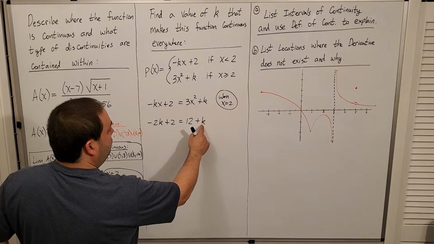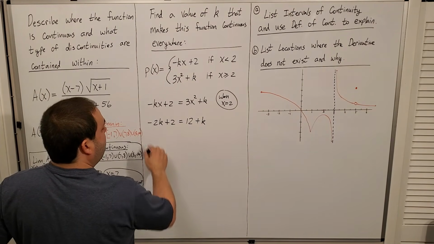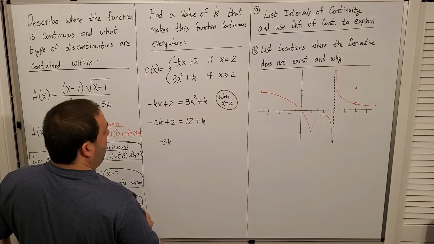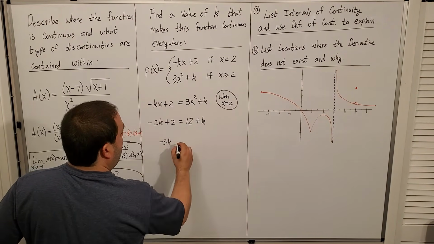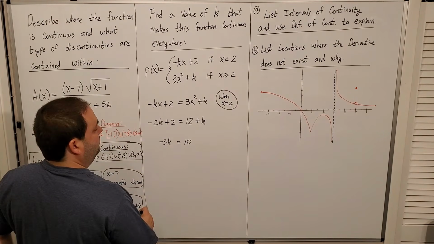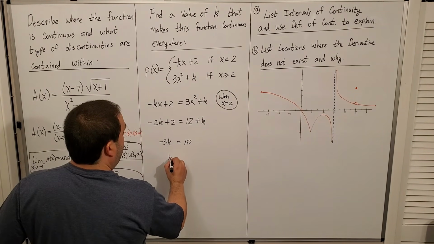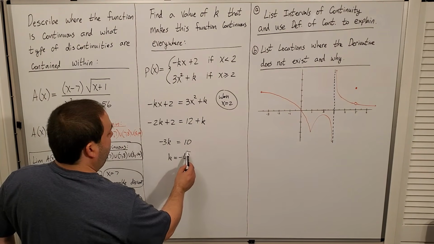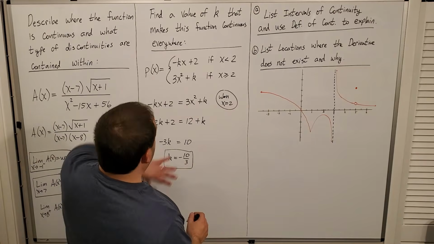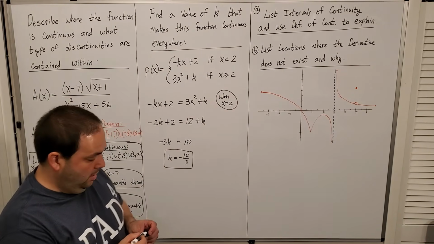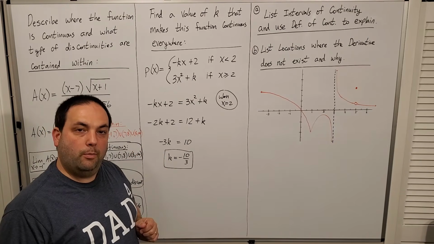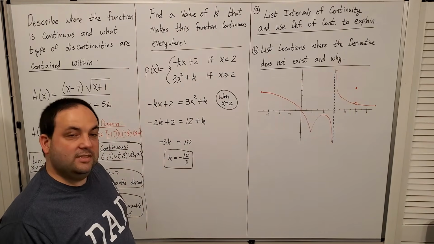I'm just going to subtract k from both sides. That's going to give me negative 3k. And then I'm going to subtract 2 from both sides, which is going to give me 10. And then I'm going to divide. So k obviously must be negative 10/3. And then this function will be completely continuous. It'll connect up the proper way, and everything will be continuous.